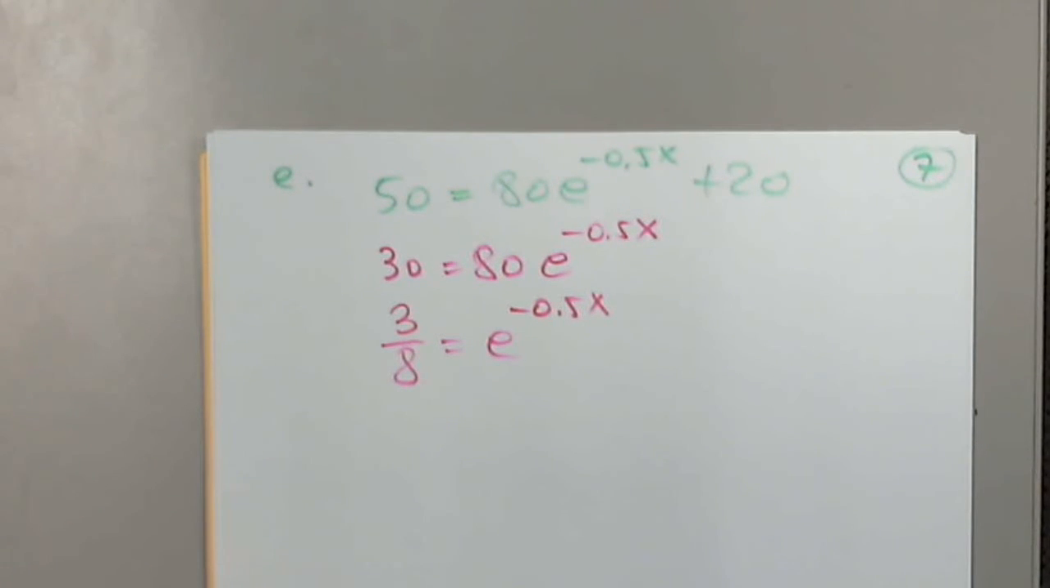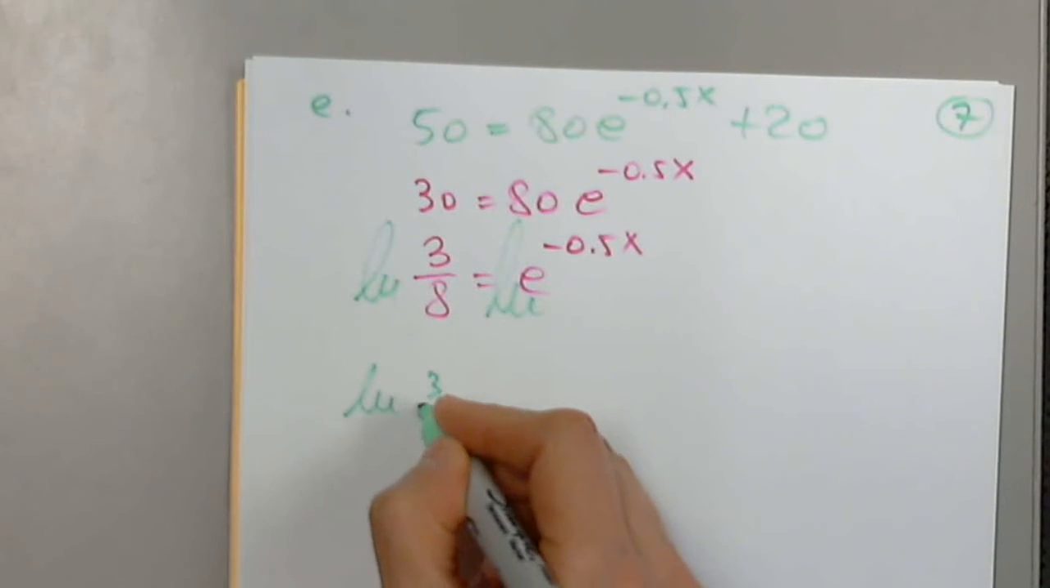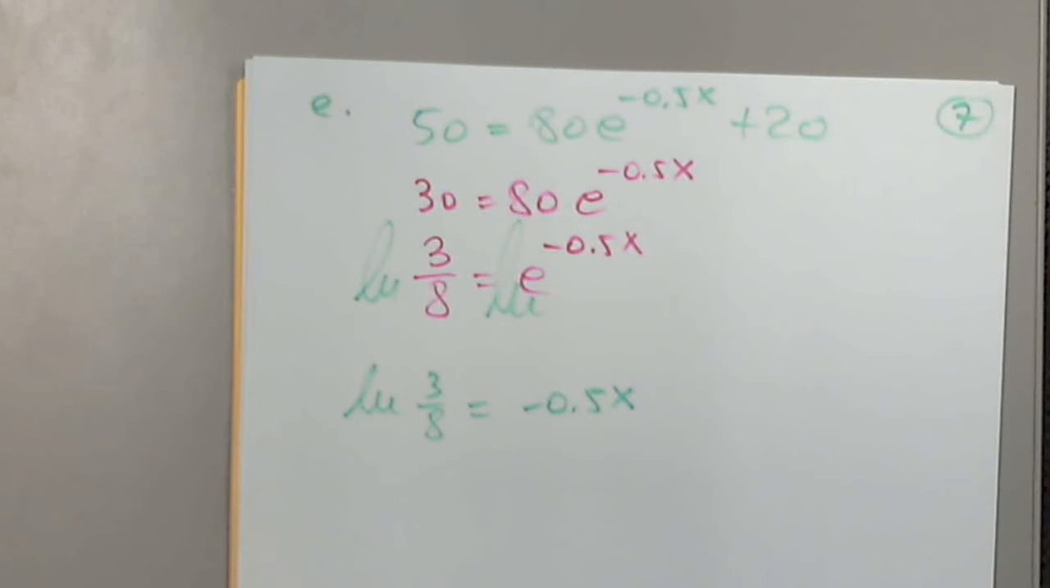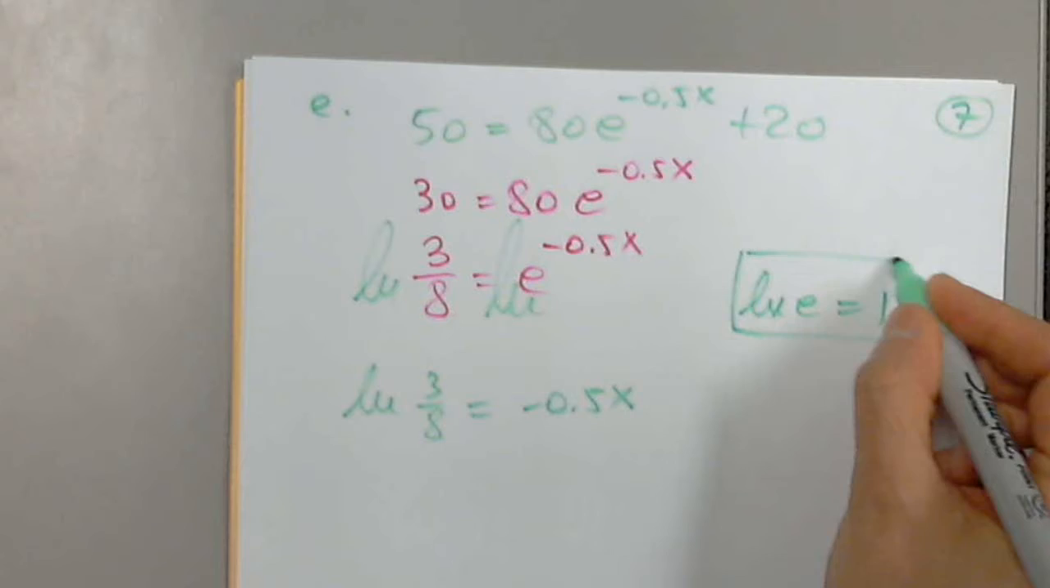Ready for what? Written as a log, like I said. No, apply log to both sides. Which one? I can make my life easier with the natural log, yes, because of the e here. Very good. So natural log of 3 over 8 equals negative 0.5x times natural log e. Natural log e is 1.